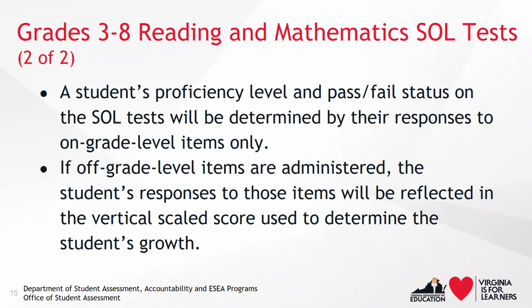Again, please note that student proficiency, their pass-fail status on the SOL test, is determined by their responses to the on-grade level items only. The vertical scaled score will reflect how a student responds to on-grade level items and off-grade level items. Please note that additional information about vertical scaled scores and how schools will measure growth in the 2022-2023 school year will be provided to school divisions in future presentations.